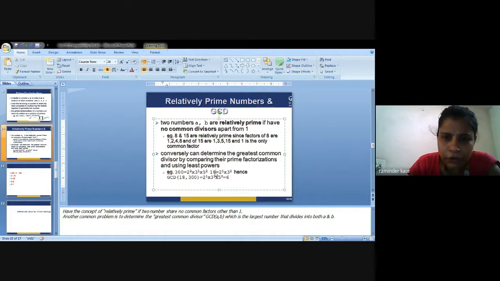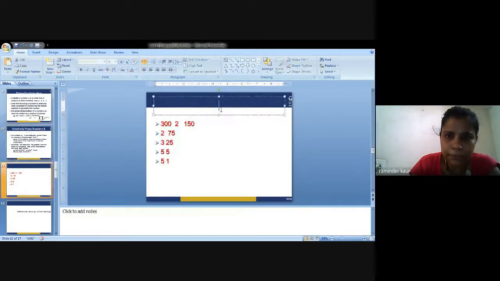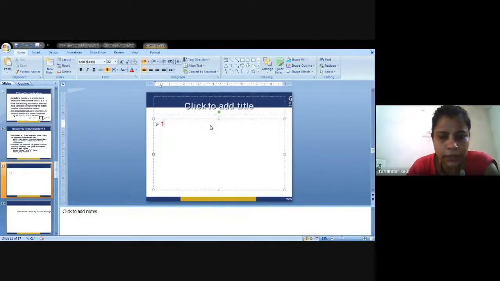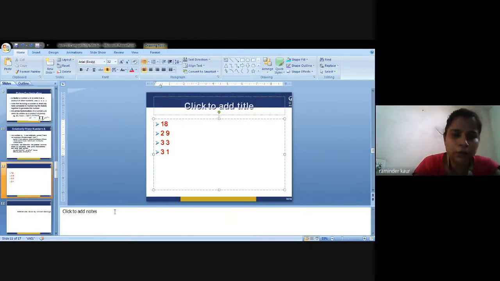Similarly, 18, 2 into 9, 2 into 9, then 3. Yes, it is okay, because it could be, I am telling you here. What is that? It is 18, 2, 9, 3, 3, 3, 1. 2, 3, 2 into 2 raised to power 1 and 3 raised to power 2.